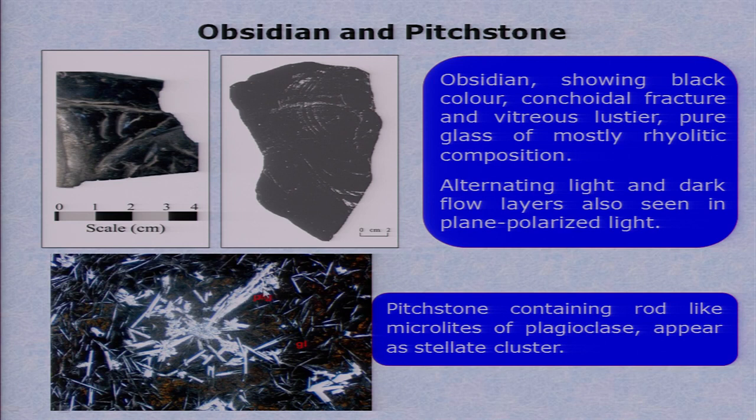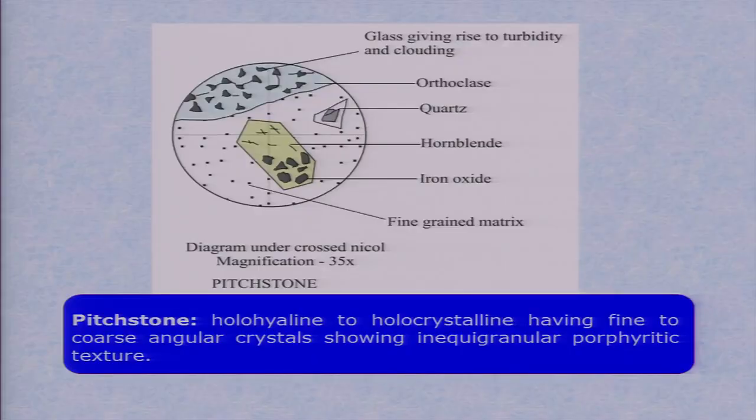It is already marked over the photomicrograph and appears as a stellate cluster. They are in the form of a cluster, not isolated rod-like crystals. Now, how can a beginner draw a section of this kind of rock under the microscope? This is a hand drawn picture of a pitch stone which shows holohyaline.